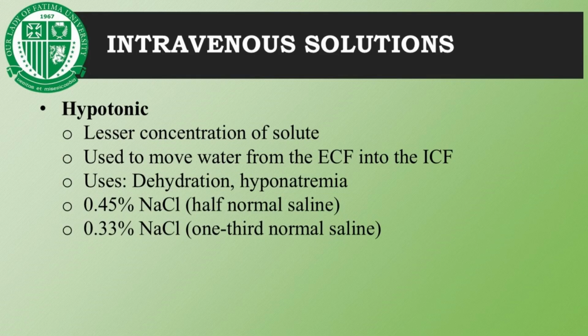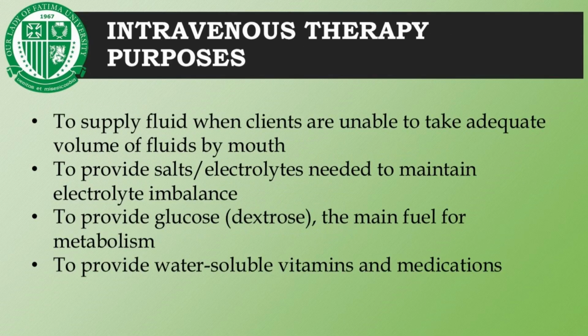The examples are 0.45% sodium chloride, half normal saline, and 0.33% sodium chloride, 1/3 normal saline, which provides a more diluted saline option for mild cases of dehydration or hypernatremia. Now, let's talk about the purpose of intravenous therapy and why it is important.